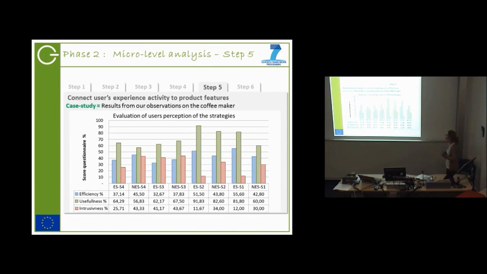I won't go too much into detail on these results, but we can observe that for strategy 2, the eco-feedback strategy, the perception of the efficiency and the usefulness is really high for the users, as is the objective strategy with the little smiley. And the automatic switch off is perceived as the most intrusive strategy by the different users. So it is quite interesting to analyze this kind of results.